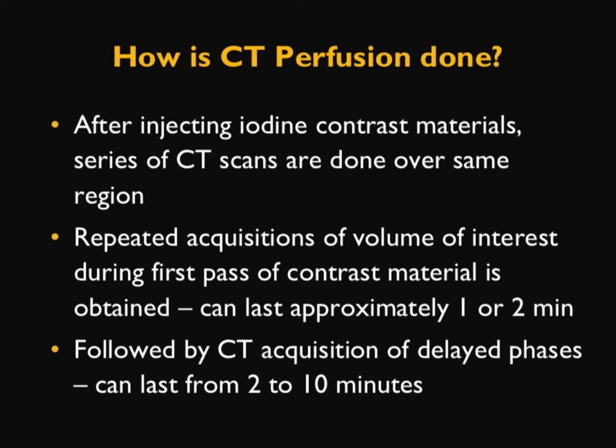Repeated acquisition of the volume of interest is obtained during the first pass of contrast material, and this can last approximately 1 to 2 minutes. For fast CT scans of 0.3 seconds, scanning for 1 to 2 minutes means acquiring the same volume 3 to 5 times. It is then followed by a CT acquisition of delayed phases that can last from 2 to 10 minutes.